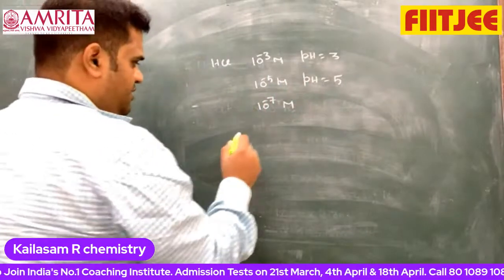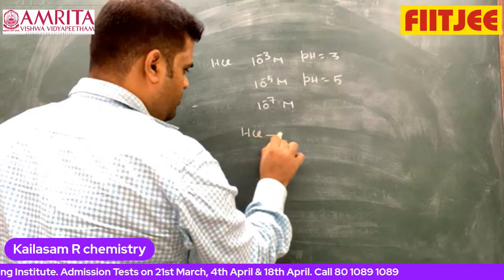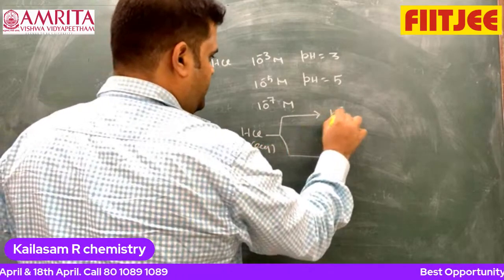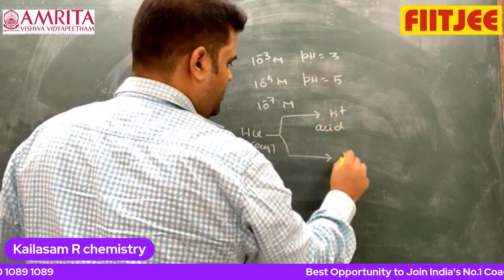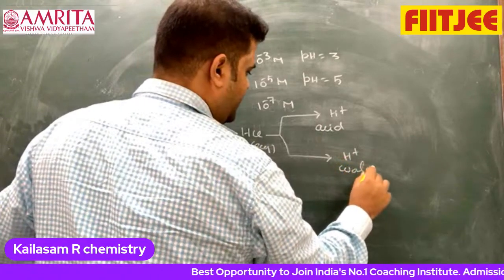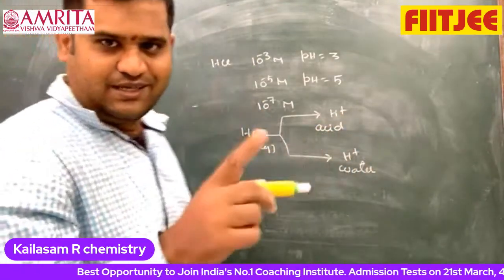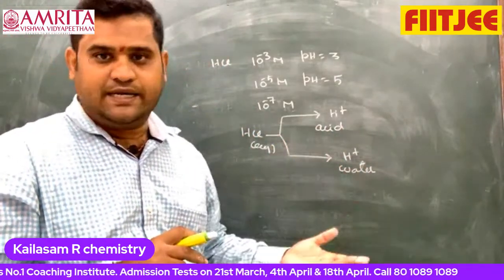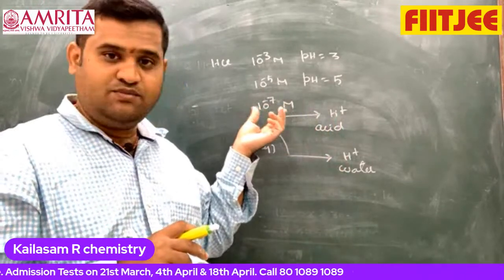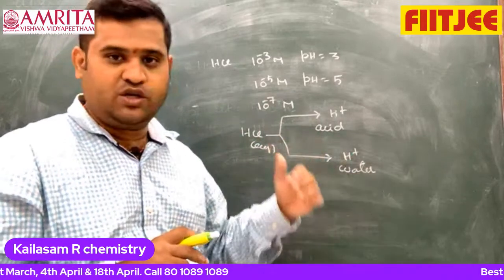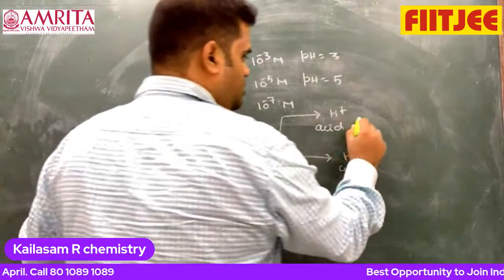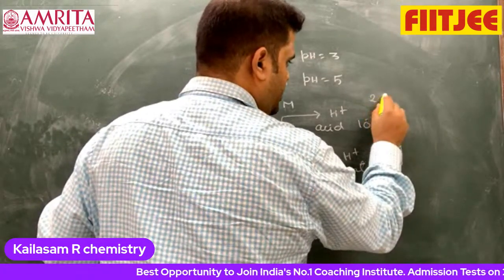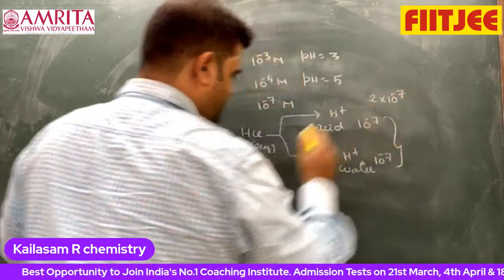Very simple. I'm taking HCl. There are two possibilities. It is in aqueous solution. Therefore, H plus comes from the acid, and here H plus comes from water. Even water also gives H plus here. See, till 10 power minus 6 molar of hydrochloric acid, the H plus coming from water is neglected. So once 10 power minus 7 molar comes, we should include the H plus coming from water also. With more dilution, we should consider that. So this is also 10 power minus 7, this is also 10 power minus 7. Total is 2 into 10 power minus 7.